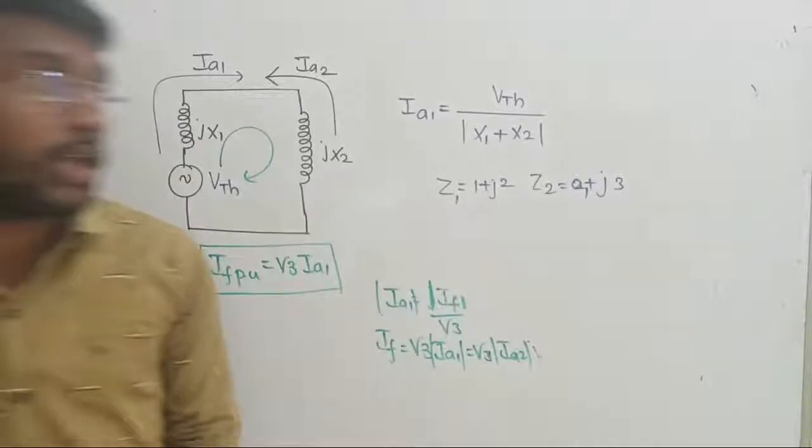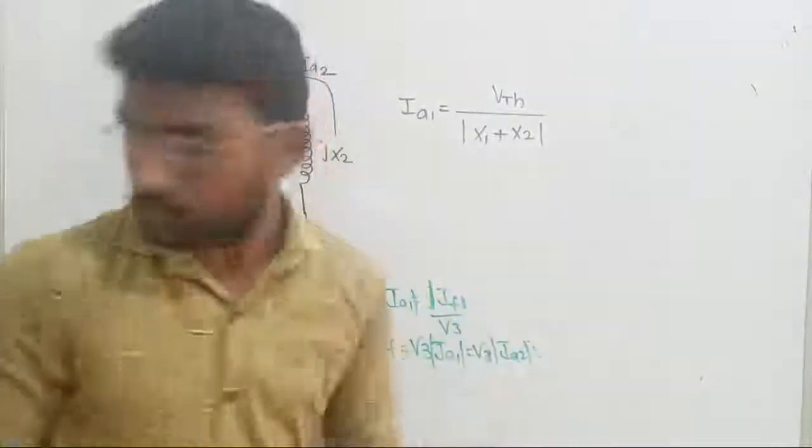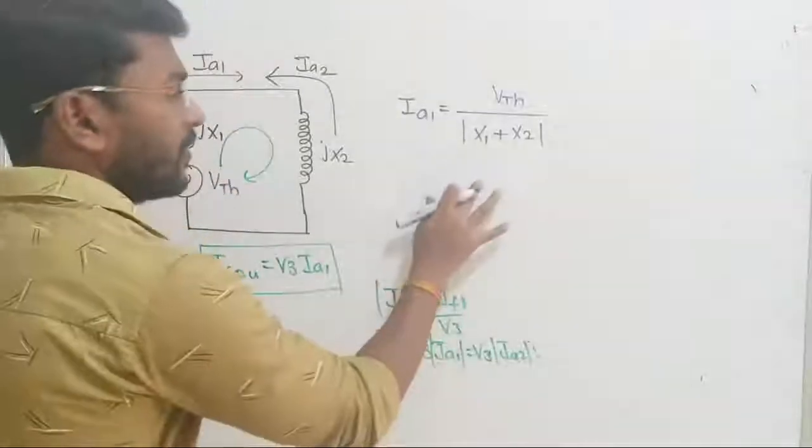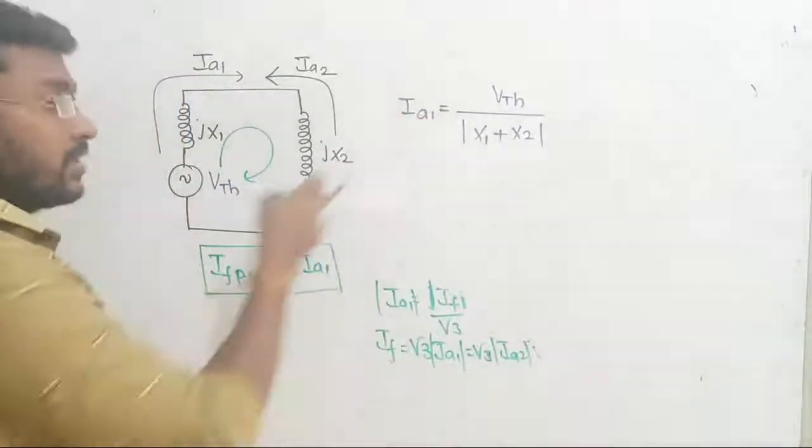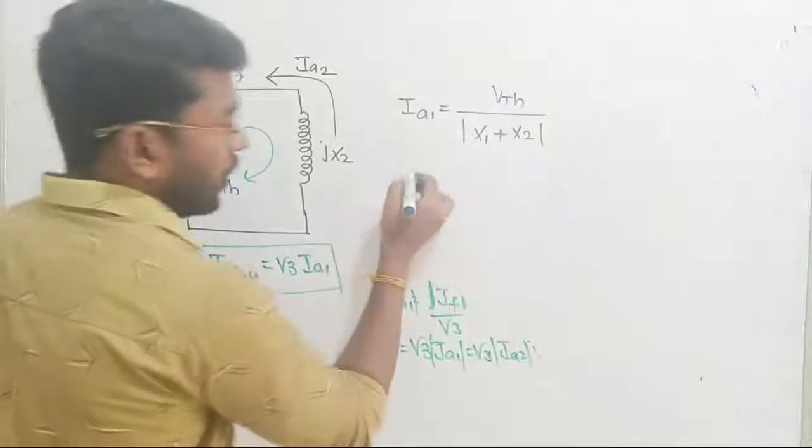That's why I am putting mod at all points, right? Yes, let us proceed further. Anyway, current is known, but what is our target? This is positive sequence, I don't want this one. I need a fault current per unit.